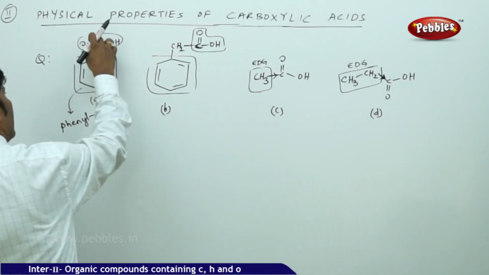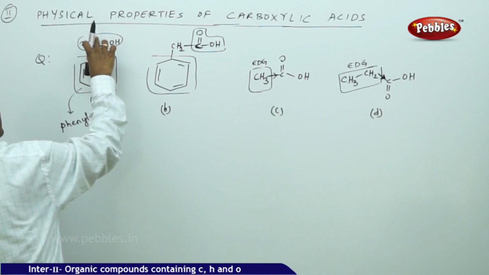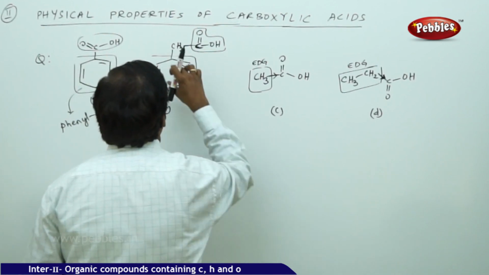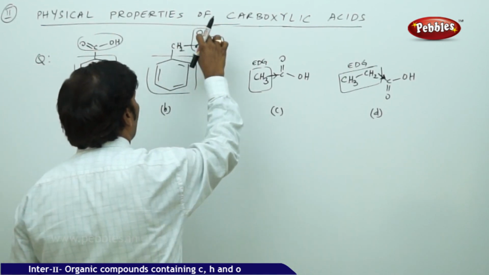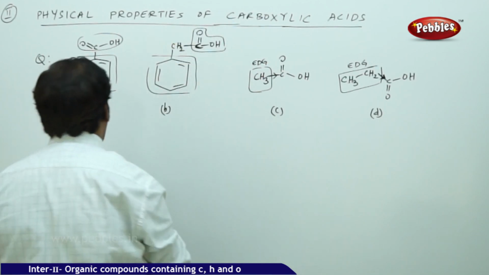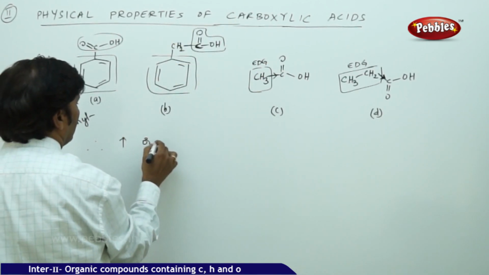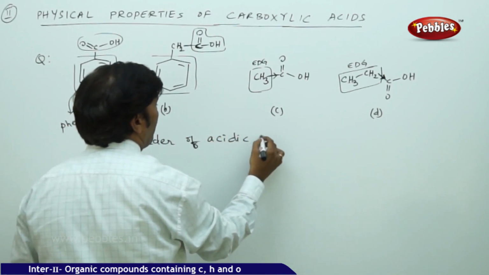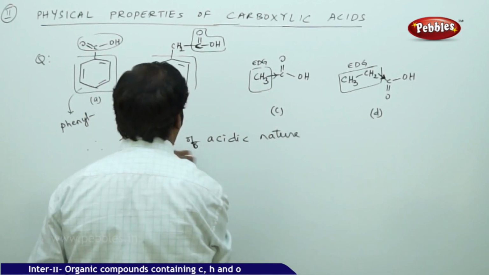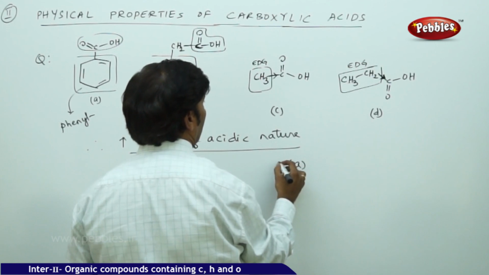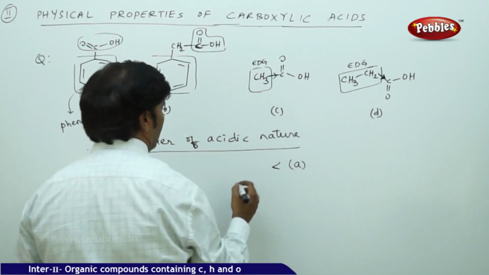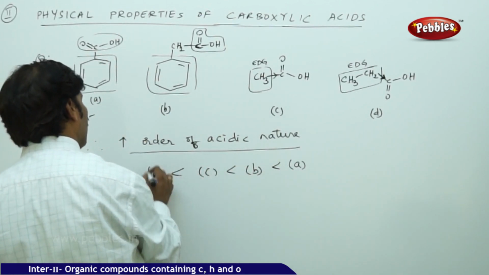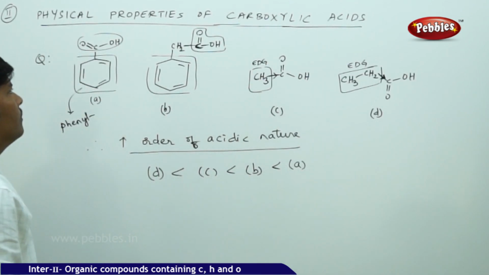Here, because the phenyl group is directly attached to the carboxylic group, resonance stabilization takes place for the carboxylic acid. Here, because the benzene ring is not directly attached to the carboxylic group, resonance stabilization does not take place. So therefore, if you take the increasing order of acidic nature, A comes first, next comes B, next comes C, and next comes D. This is the increasing order.